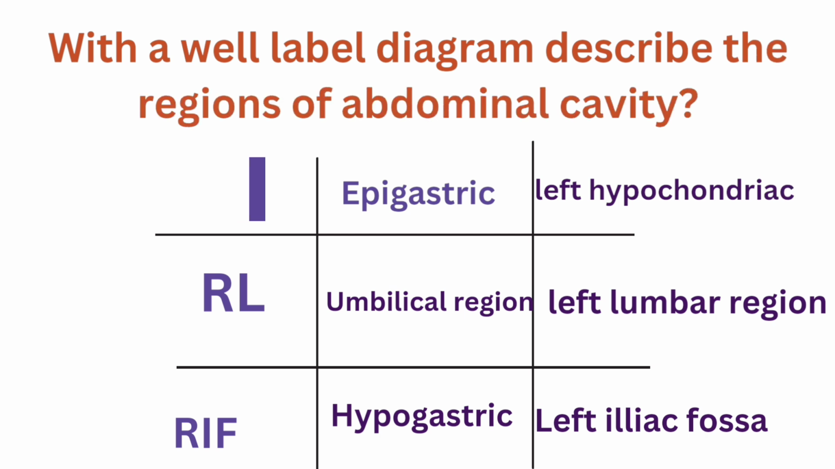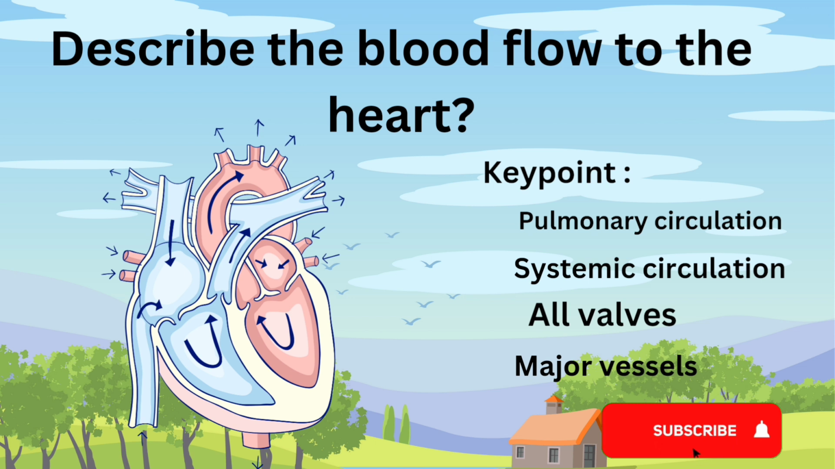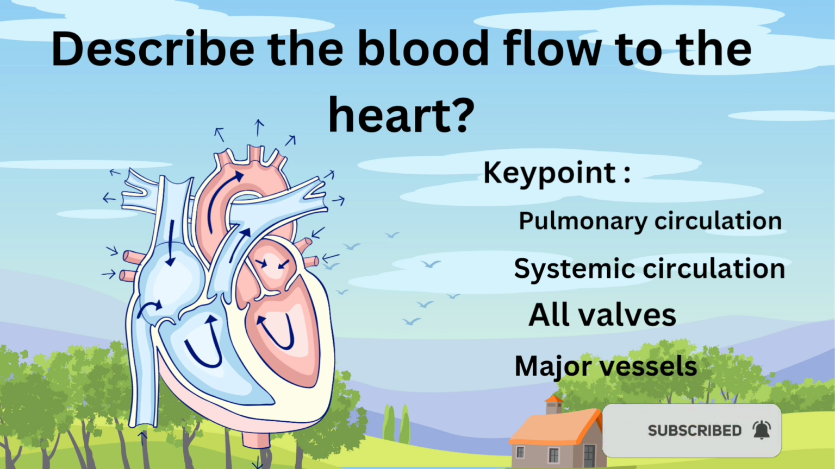The next common question is describe the flow of blood through the heart. The best way to describe this is to discuss the systemic circulation and the pulmonary circulation, and make sure you mention all the valves that are involved in the circulation, and of course the major blood vessels.